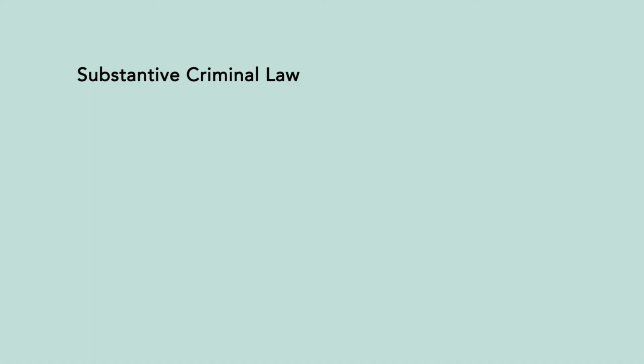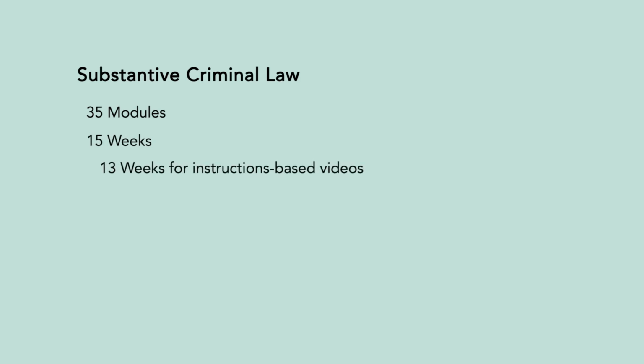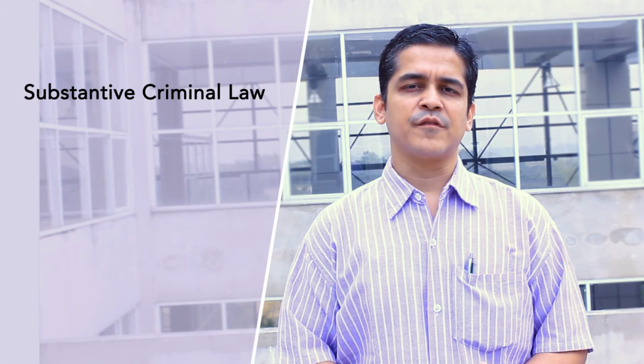This course will consist of 35 modules spread over 15 weeks, out of which 13 weeks will be instruction based videos, reading materials and other such texts, whereas 2 weeks will be dedicated to revision and assessment. Over the period of this course, we will be covering some fundamental areas of criminal law like what is a crime, how crime is defined, what are the general exceptions to the criminal liability of an individual, what are the different offences concerning human body, human property, human reputation, what are the sexual offences, what are the offences concerning the state which are against the state and so on.